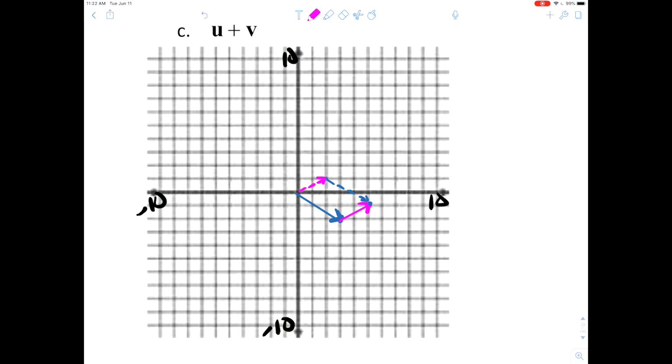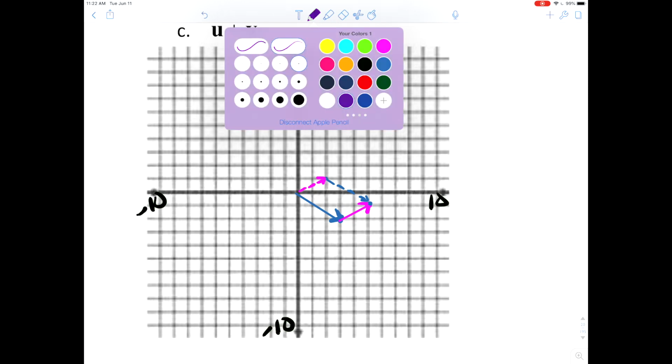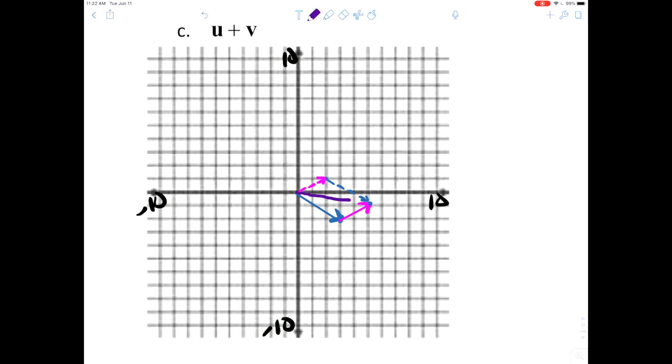Good so far? So it's called the resultant vector. The resultant vector is going to be the vector that terminates at the diagonal right there. And that vector is named u plus v. You can name it some other vector if you want. And that terminates at the ordered pair 5, negative 1. Cool, cool?